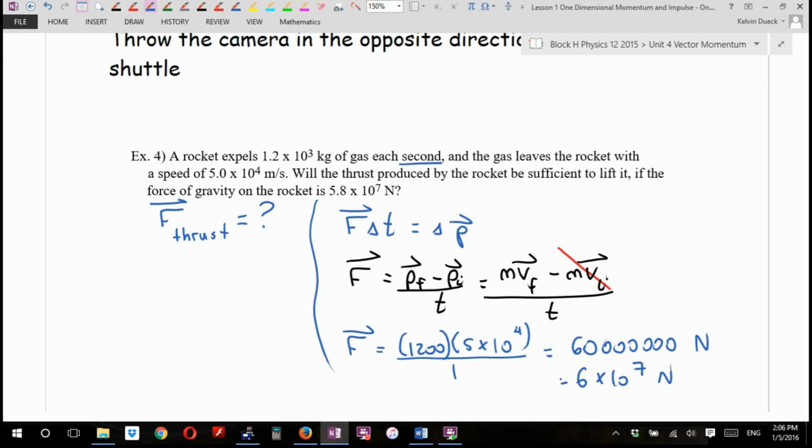Is that okay? By the way, this was not a collision or an explosion, and specifically they were talking about force and thrust, so I didn't use the sum of all the momentum equals, I didn't use conservation of momentum.